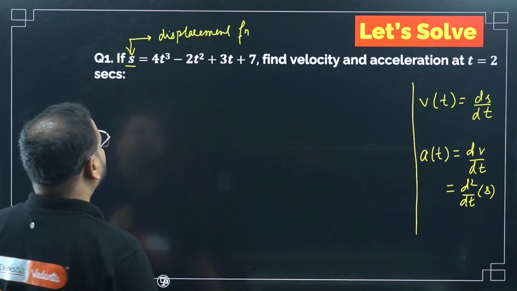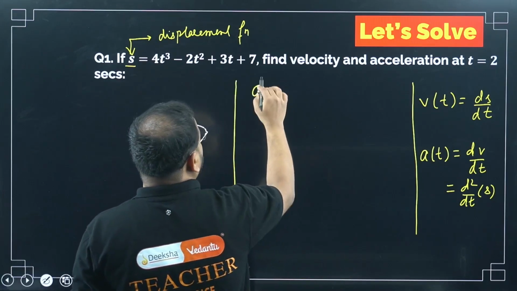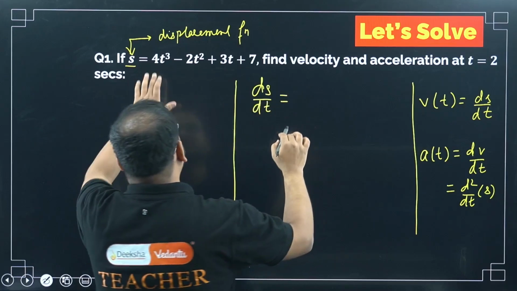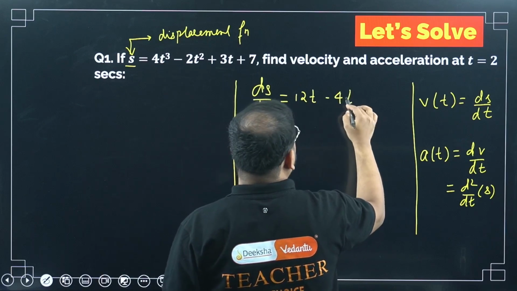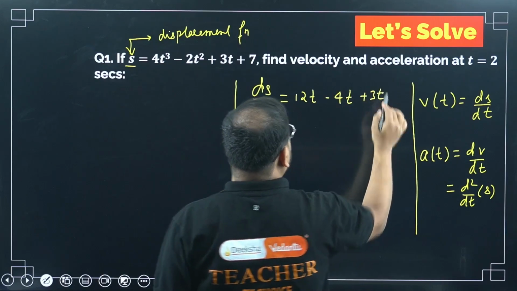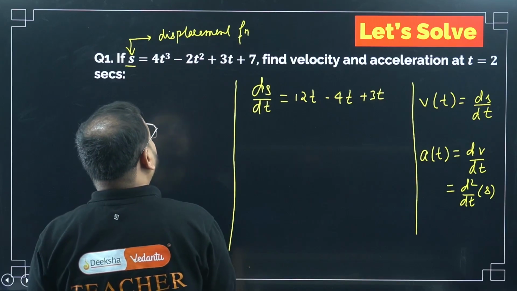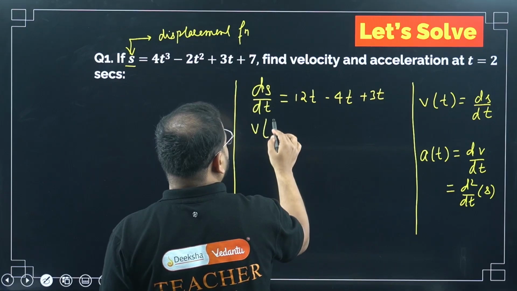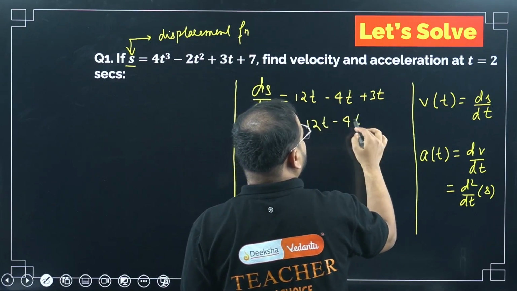Let's see. So let's first find ds by dt. How will that look, bacha? ds by dt would be, by simple differentiation of this, 12t square minus 4t plus 3. Am I right? Yes. This is going to be my velocity function v(t), 12t square minus 4t plus 3.